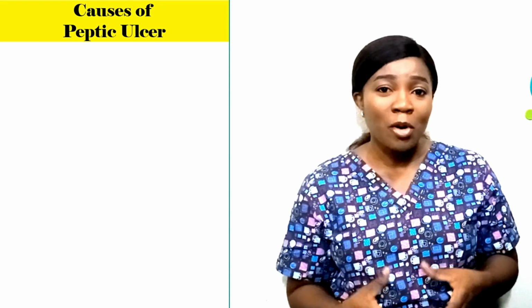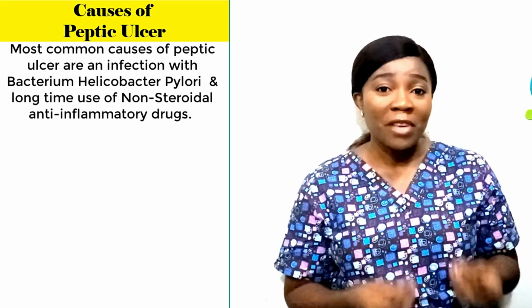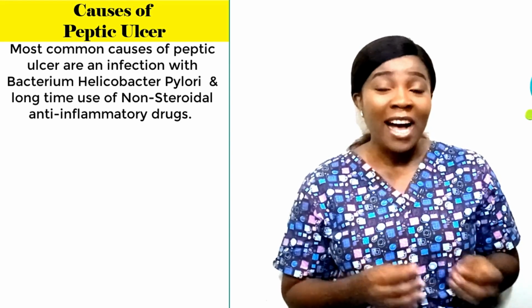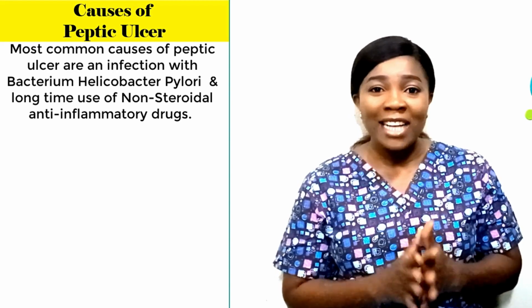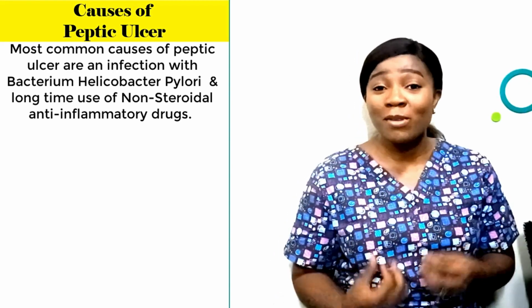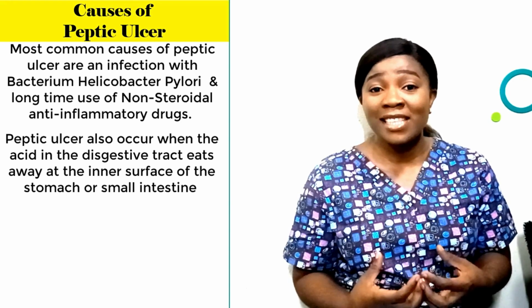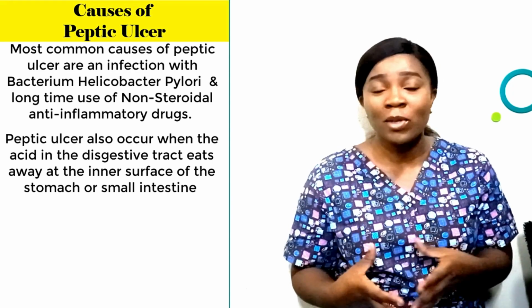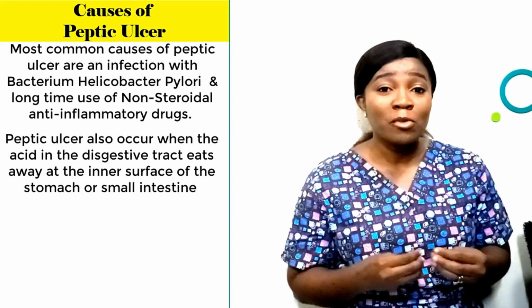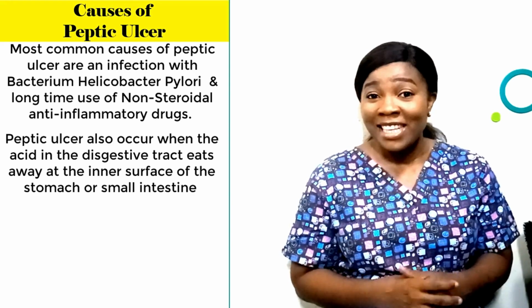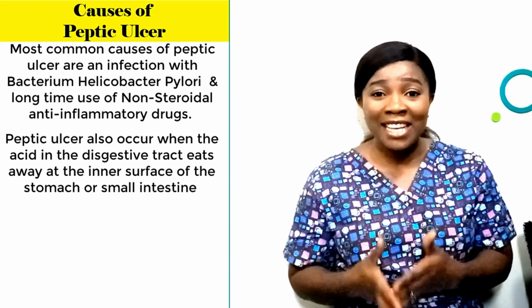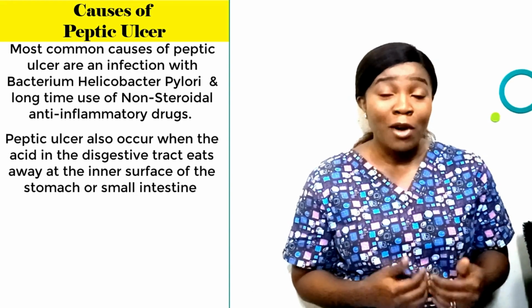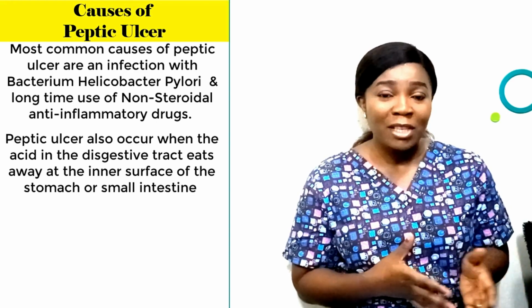The most common causes of peptic ulcers are an infection with bacterium Helicobacter pylori, also called H. pylori, and long-term use of non-steroidal anti-inflammatory drugs. Peptic ulcers can also occur when the acid in the digestive tract eats away at the inner surface of the stomach or the small intestine. The acid can create a painful open sore that may bleed. Normally, the digestive tract is coated with a mucus layer that protects against acids. But if the amount of mucus is decreased or the amount of the acid is increased, you could develop an ulcer.